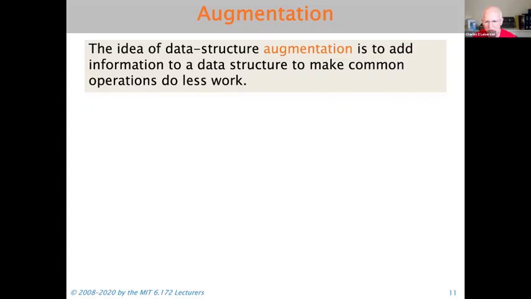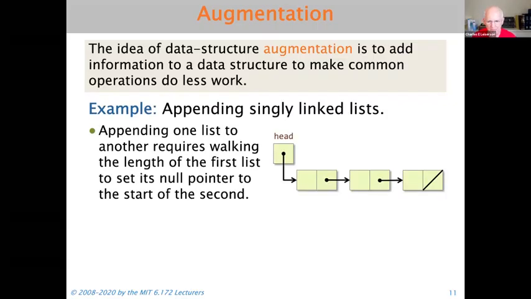A good example is when you need to append linked lists. So suppose you have a singly linked list. Typically for a singly linked list, you have a head pointer that points to the first element of the list, and then it has a field that points to the second element of the list, and so forth until the last element of the list contains a null pointer, doesn't point anywhere.